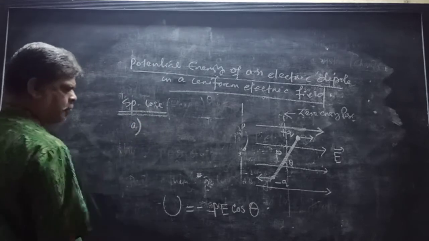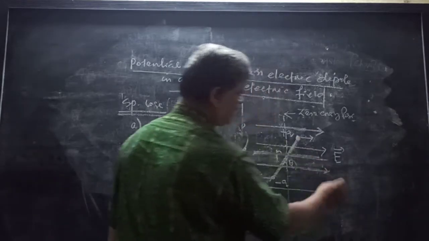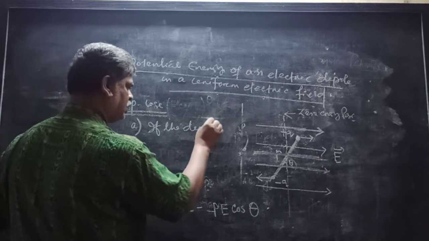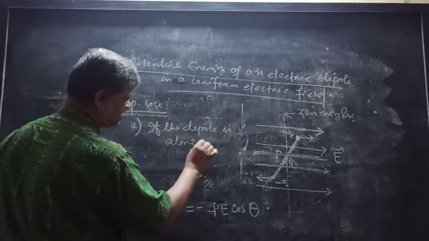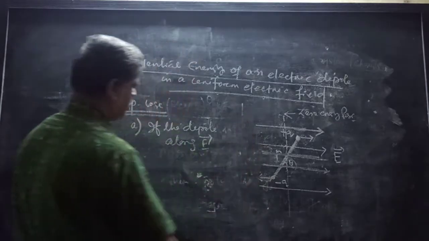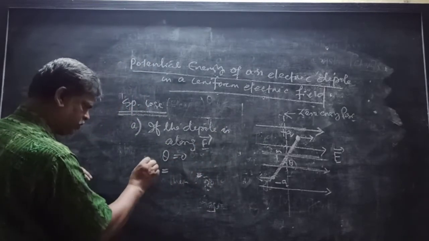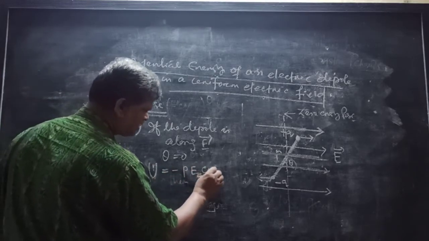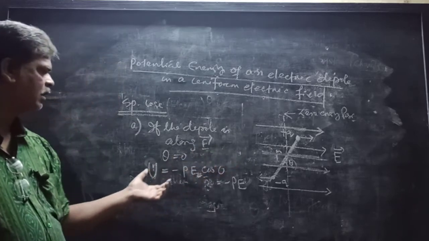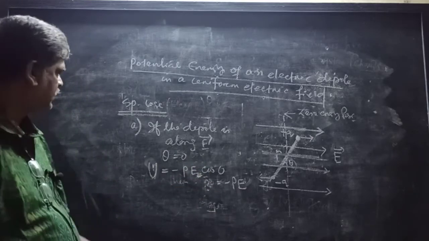Special case, first: suppose the dipole is placed along the field. If the dipole is along E, then theta is equal to 0. So U is equal to minus PE cos 0, that is equal to minus PE. If the dipole is along E vector, then theta is equal to 0 and U is equal to minus PE cos 0, that is equal to minus PE.